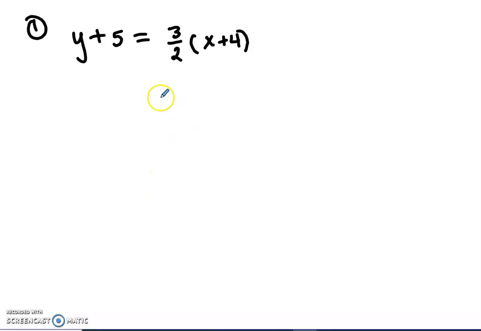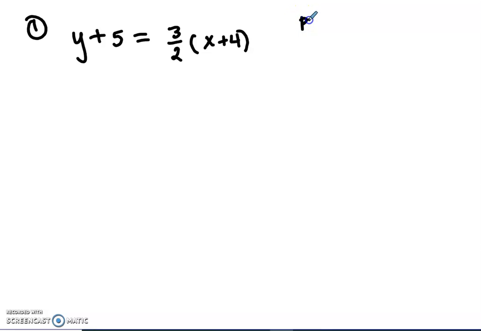Hello, this is Mrs. Jones with how to solve the first question in the Do Now from February 22nd and February 23rd, depending on which class you're in. So here is the first problem.